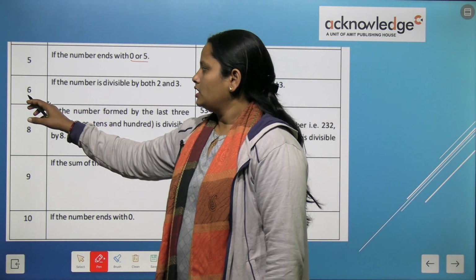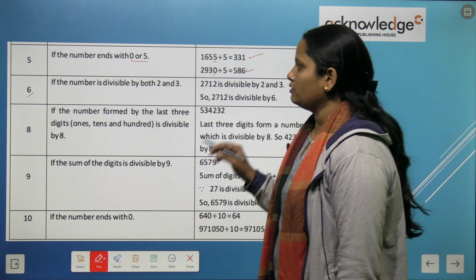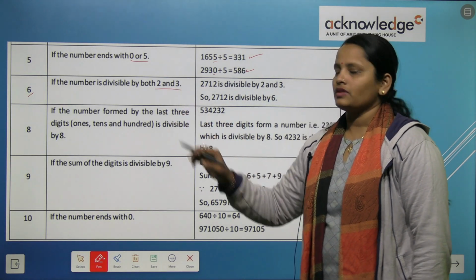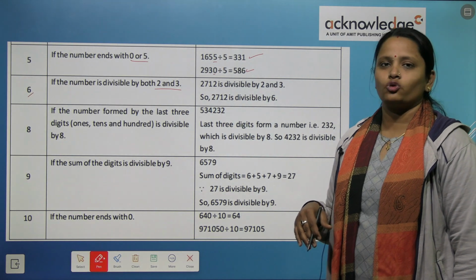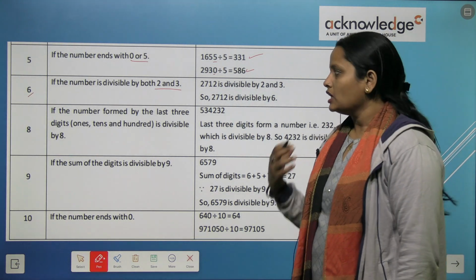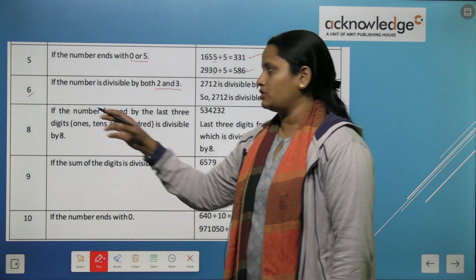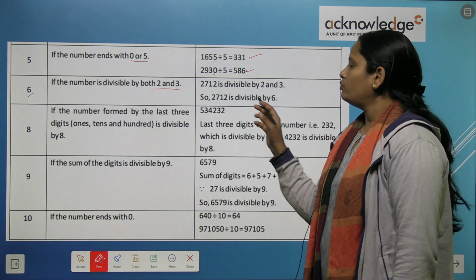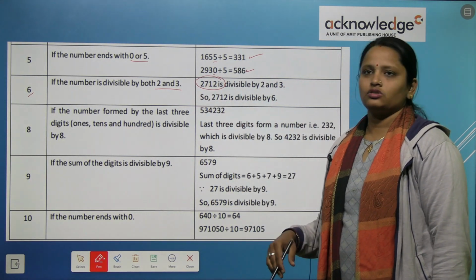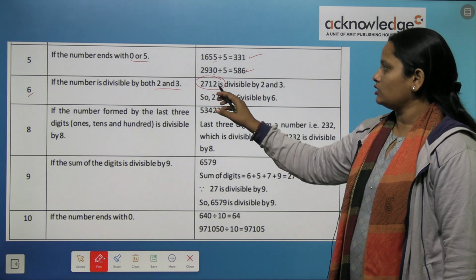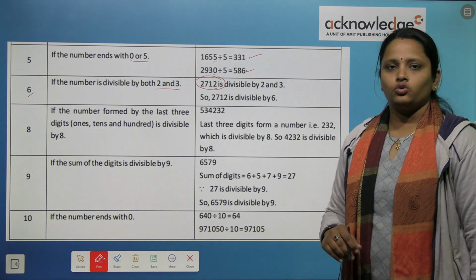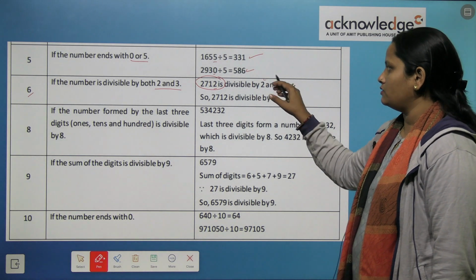नेक्स्ट इज डिविजिबिलिटी ऑफ 6. इफ द नंबर इज डिविजिबल बाय 2 and 3. कोई भी ऐसा नंबर जो 2 से भी डिवाइड हो रहा है और 3 से भी डिवाइड हो रहा है, मीन्स दोनों से डिवाइड होना जरूरी है. अगर दोनों से डिवाइड हो रहा है इसका मतलब वो नंबर 6 से भी डिवाइड हो सकता है. फॉर एग्जाम्पल 2712. अब इसकी डिविजिबिलिटी हम देखते हैं. जब हम 2712 को देखते हैं तो लास्ट डिजिट है 2 जो कि 2 की टेबल में आता है, मतलब ये 2 से डिविजिबल है.